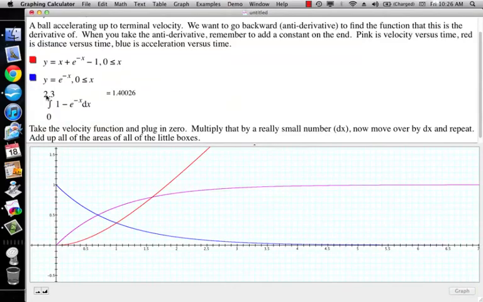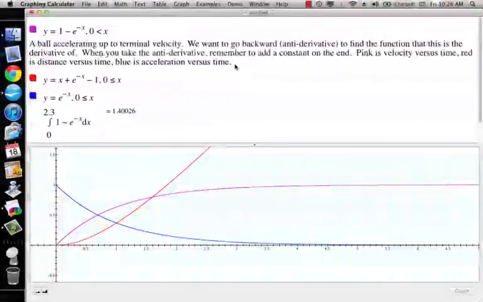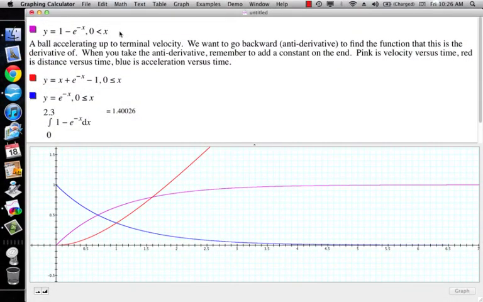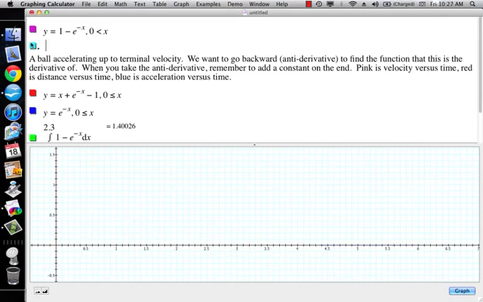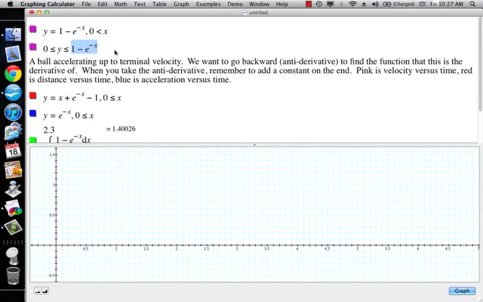From 0 to 2.3. Well, it goes and it adds up. Let me do this. I want to add one. I'm going to make it pink. And we're going to say 0 is less than or equal to y is less than or equal to this function. Add this in. And we're going from 0 to 2.3.